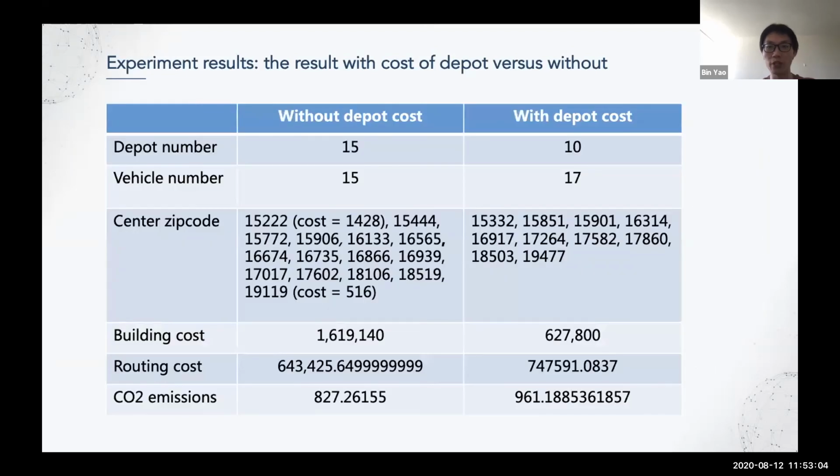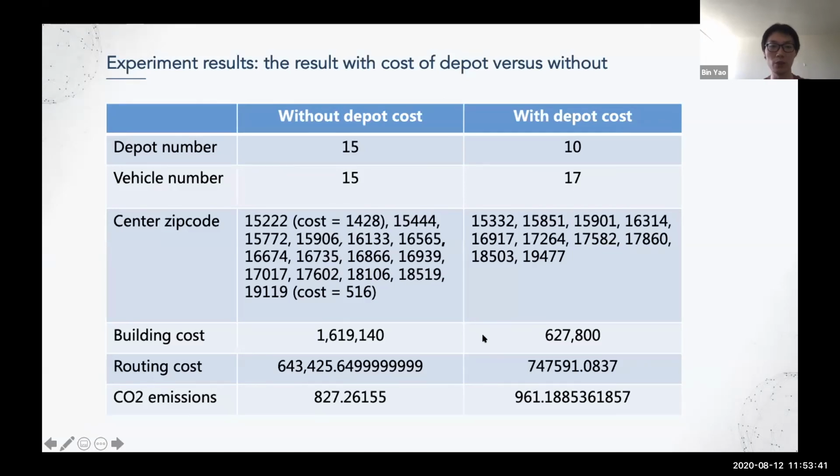So here are more details for these 2 objective functions. As you can see, if we exclude the depot cost, we may include depots with extraordinarily high cost. And as you can see, the building cost is reduced significantly, while the routing cost doesn't increase that much. So overall, I think it's better to include the depot cost in our objective function.